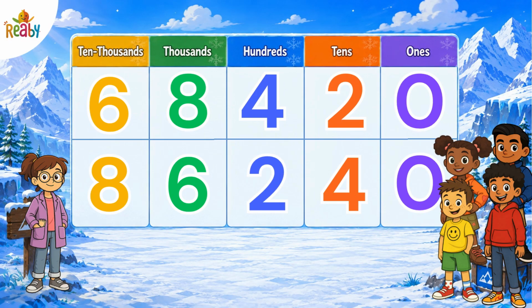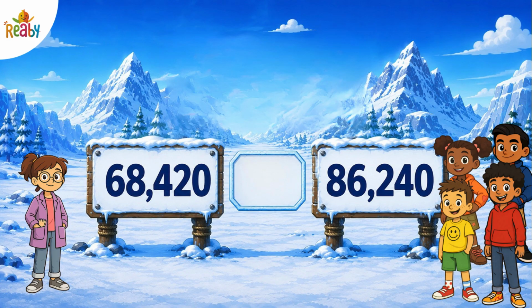When comparing large numbers, start from the left. The left side has the greatest place value. In these numbers, the first place is the 10,000s place. Compare the first digits, 6 10,000s, 8 10,000s. 8 10,000s is greater than 6 10,000s. So we already know the second number is greater. That means 68,420 is less than 86,240.